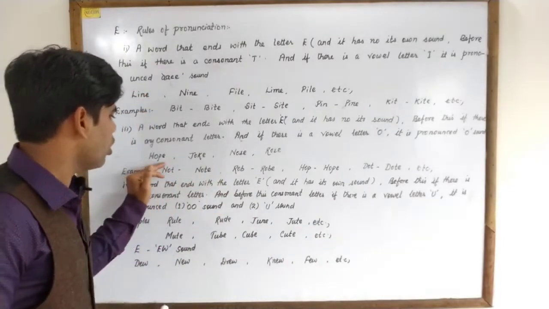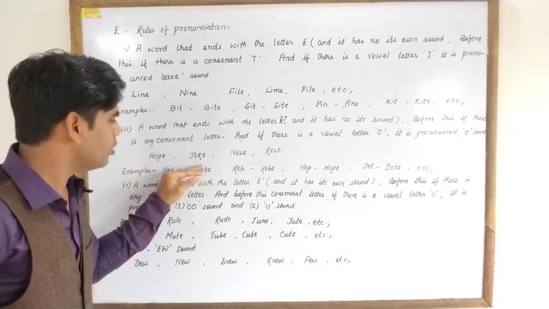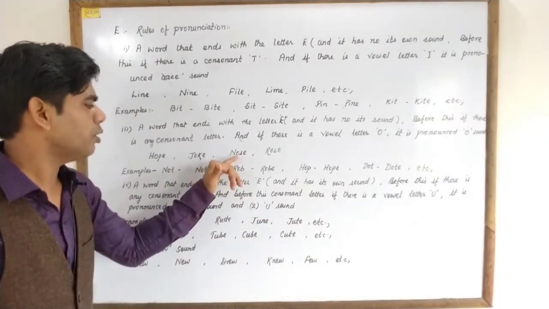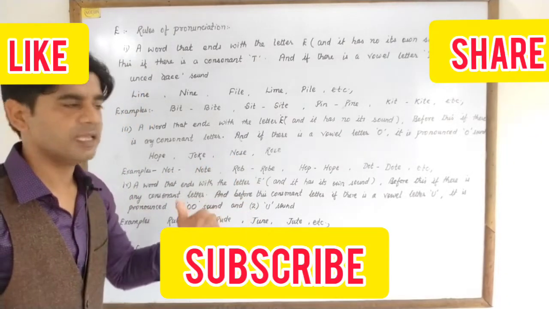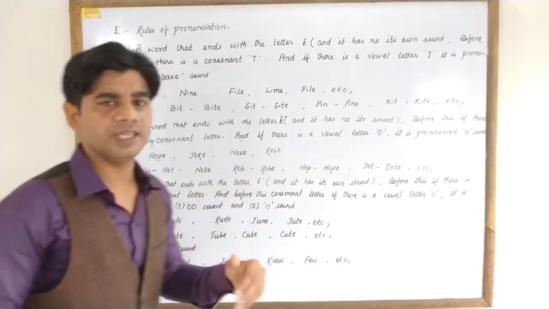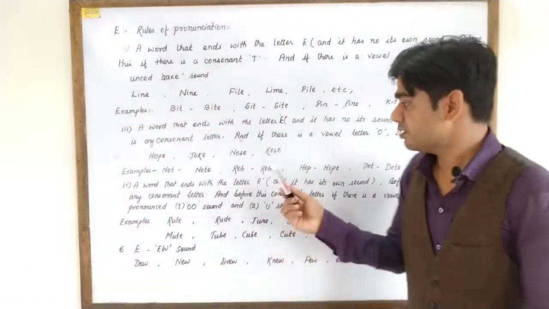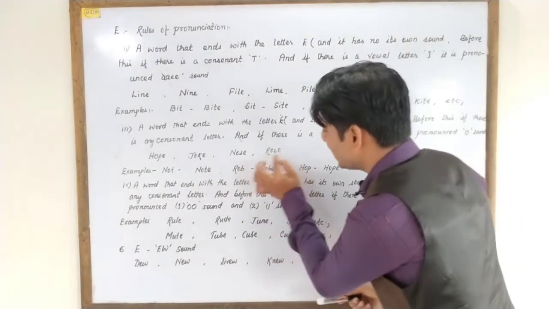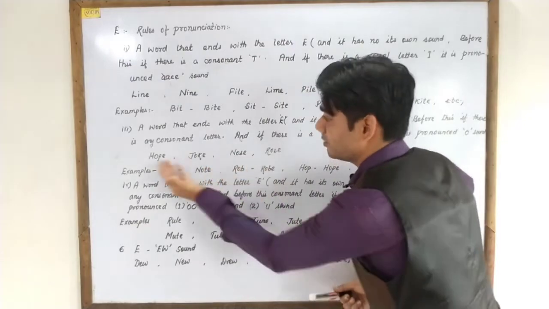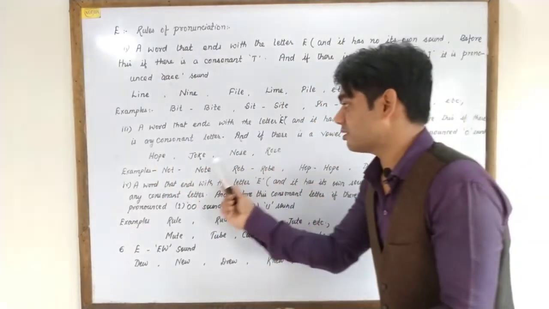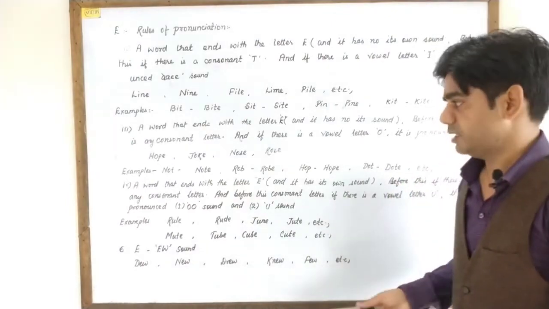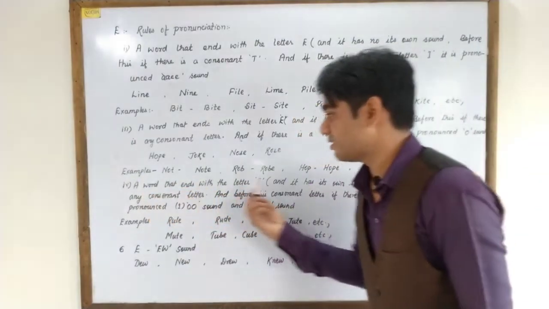H-O-P-E, hope. J-O-K-E, joke. N-O-S-E, nose. R-O-S-E, rose. So these are words that end with the letter E, and before this E there is a consonant letter, K, S, or P, and before these consonants there is the letter O, so it will be pronounced with the O sound. Now let's go through some more examples.